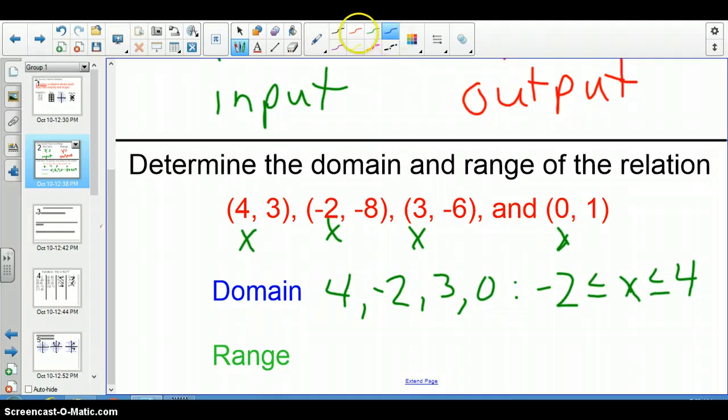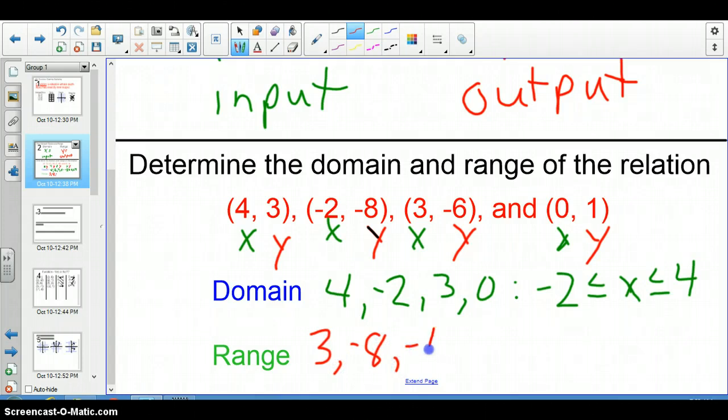Now our range is our y's. So we could either list them out, so 3, -8, -6, 1, or we could write those as an inequality. And range is the y's, so we start with our smallest y, so -8 is less than or equal to y, which is less than or equal to our largest y, which is 3. Those are two ways that we could write our domain and range.